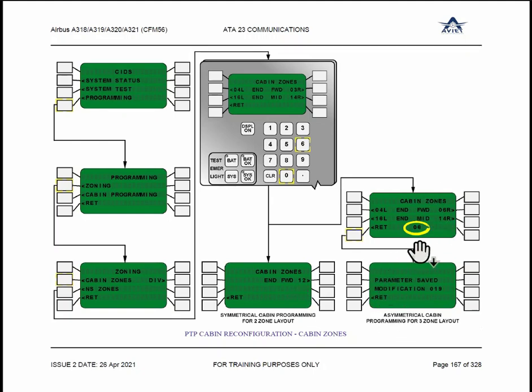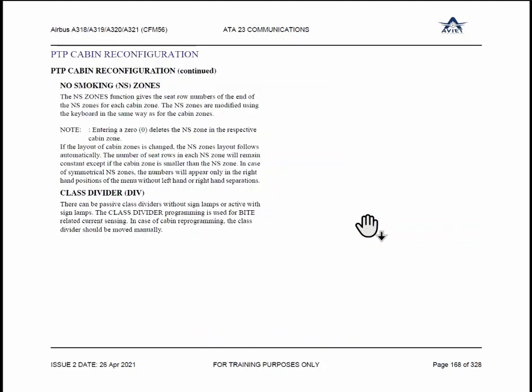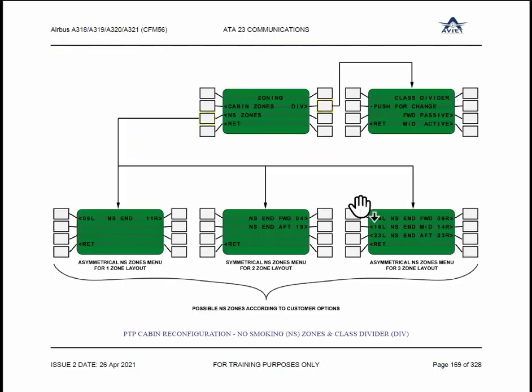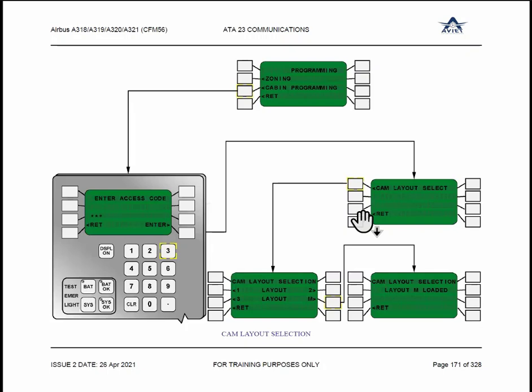If you want to modify any parameter here, just enter the number, modify the parameter, and then save the modification. Parameter save. No smoking zone also you can define. But as I said, no airline is defining no smoking zones in the 320 aircraft. But it is possible to define from which seat number to which seat number is the no smoking zone or smoking zone. This is a one-time configuration. It's not required every now and then.